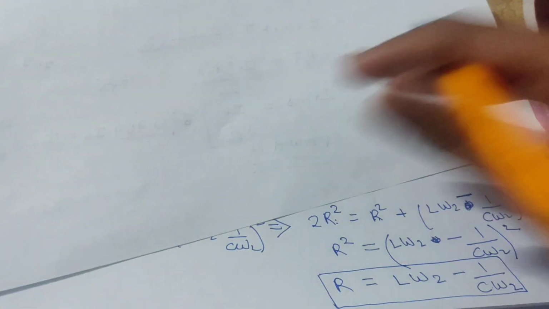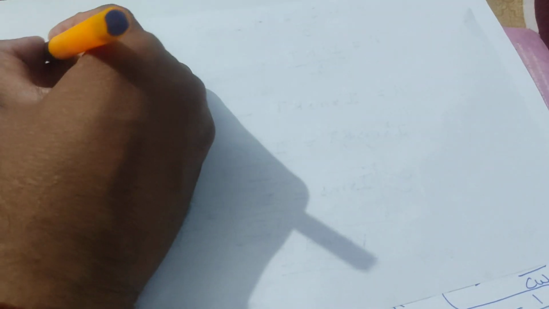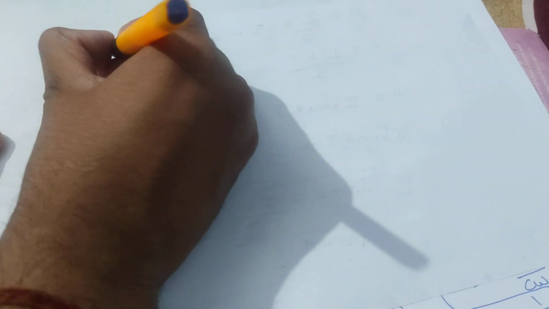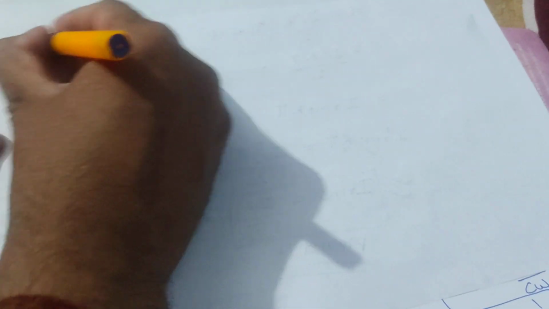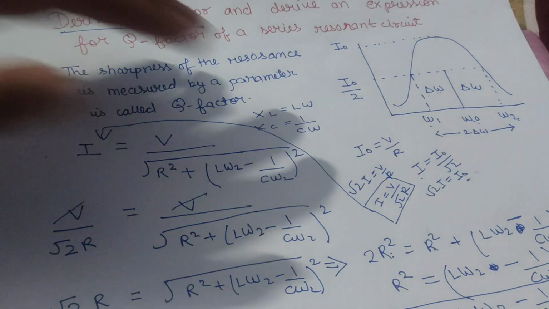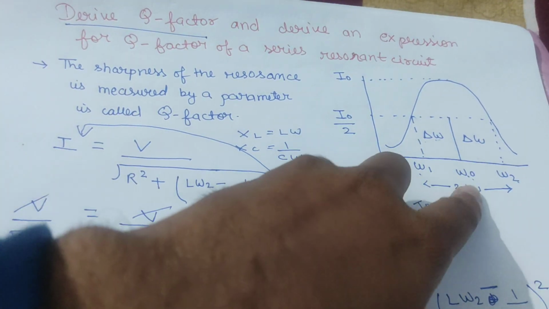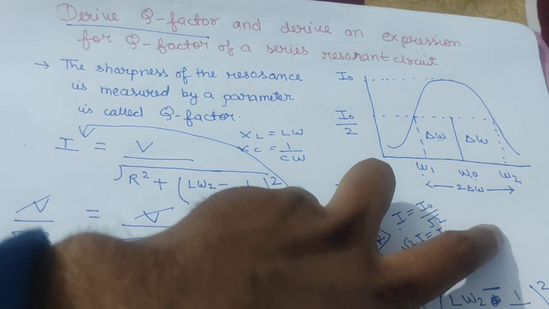Now move to the next page. What we got from the previous page is R equal to L omega 2 minus 1 by C omega 2. So this is what we got. Okay, from here, and what we'll do further, looking at the diagram, see the diagram. See the graph. You are seeing the graph.